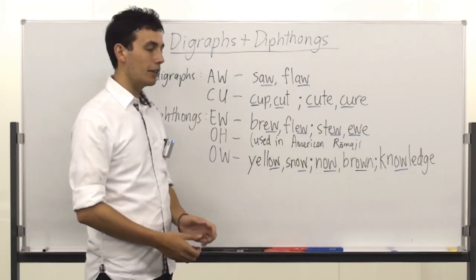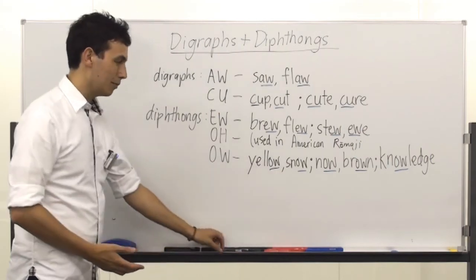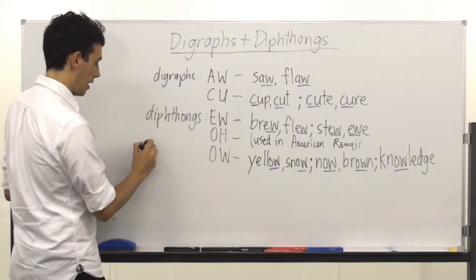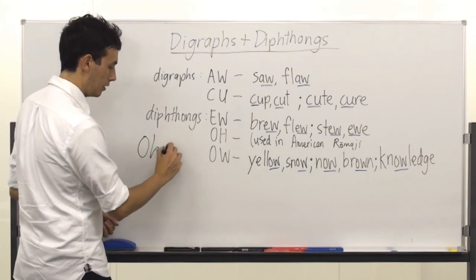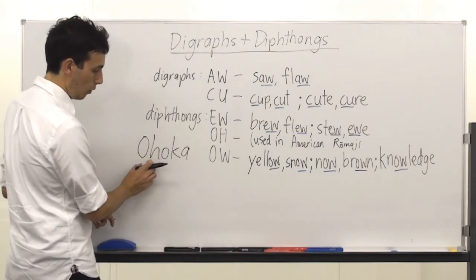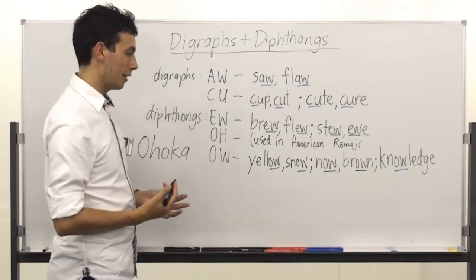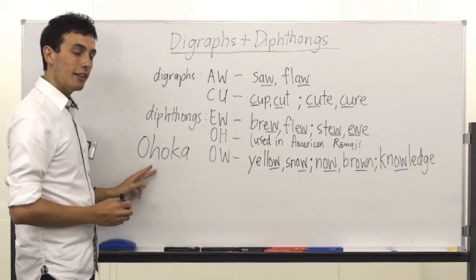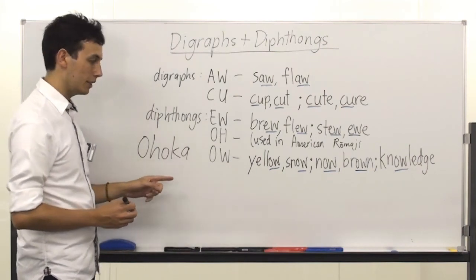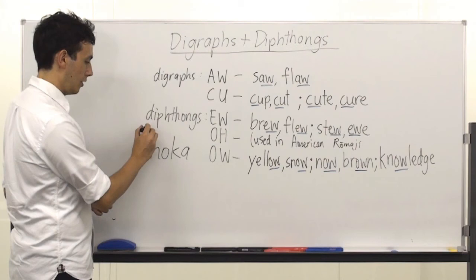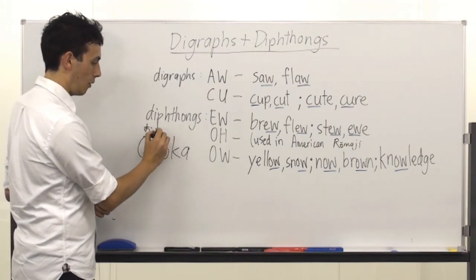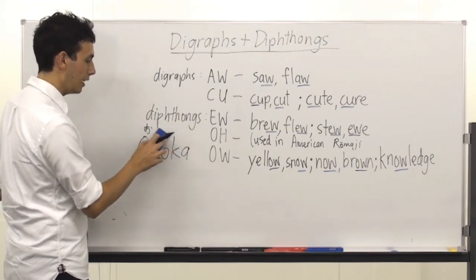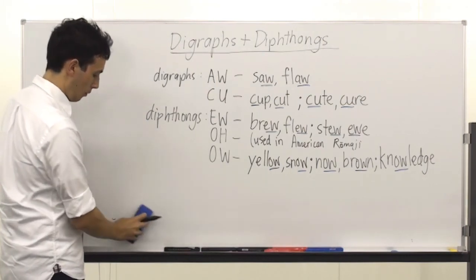OH is used in American Romaji, which can create some problems sometimes. Not too often, but for example, if your name is Oka, when it's written in American Romaji, it looks like this, Ohka. But a native speaker of English who doesn't know about this Romaji will think it's Ohoka, which is completely different. It's Ooka.